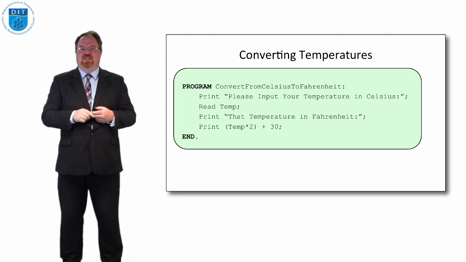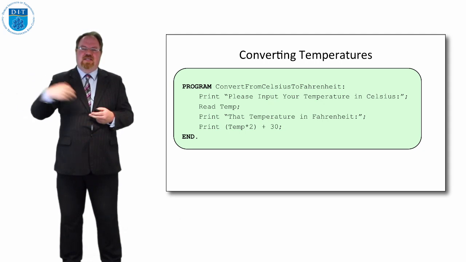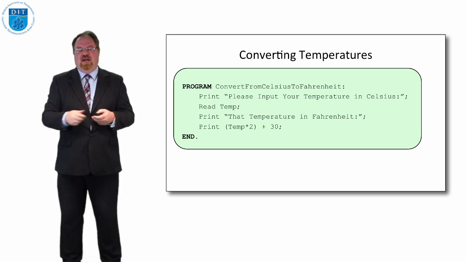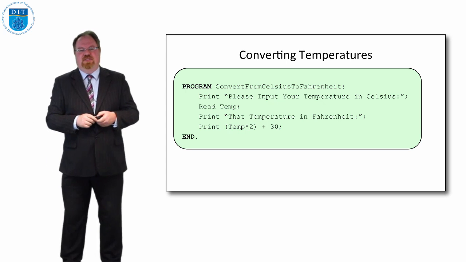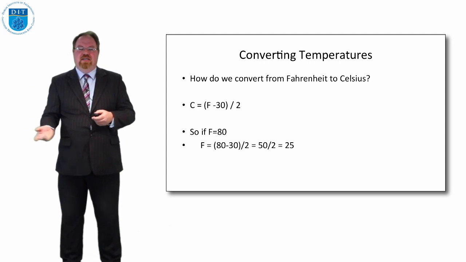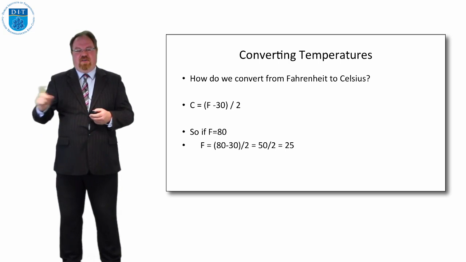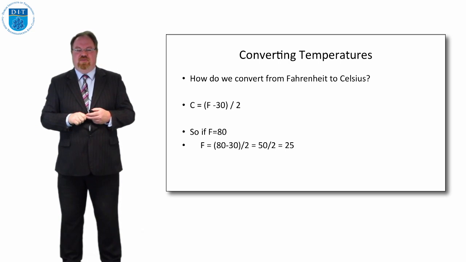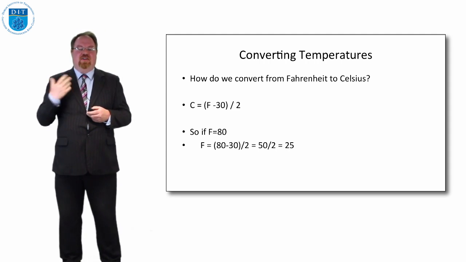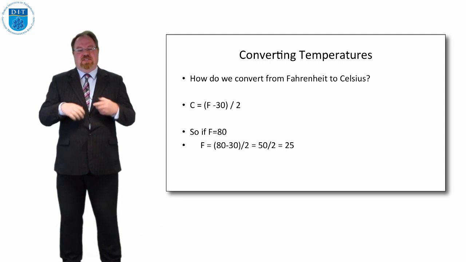So now we're getting into creating interactive programs where we're asking the user for input and printing out a value as a result of that input. Let's do it the other way around now. Let's convert Fahrenheit to Celsius. So we just switch around the equation, and Celsius is equal to Fahrenheit minus 30 all divided by 2. So based on the last example, if the Fahrenheit temperature is 80, minus 30 is 50, divided by 2 is 25, as we had done before.